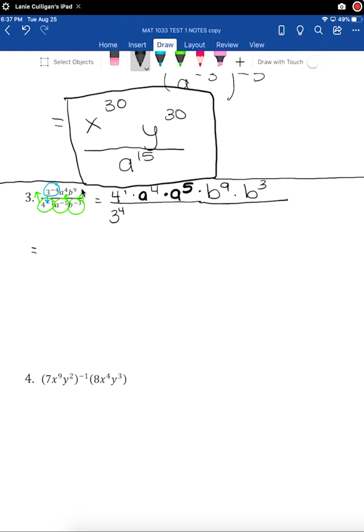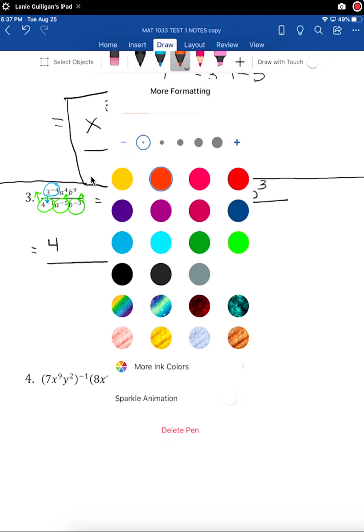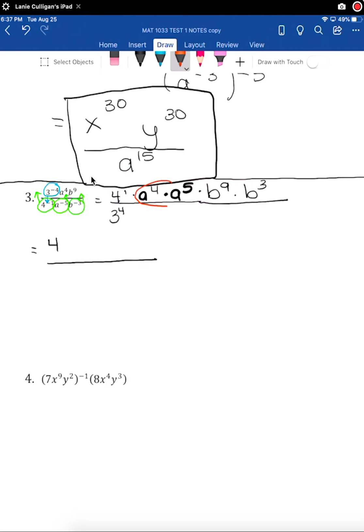Up top we have 4 to the 1st power, which is just 4. Let's deal with these a's. We have a to the 4 times a to the 5th. These two a's are being multiplied together, so we are going to add our exponents. So a to the power of 4 plus 5.